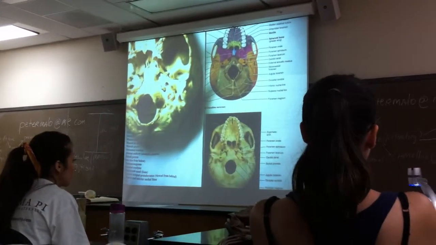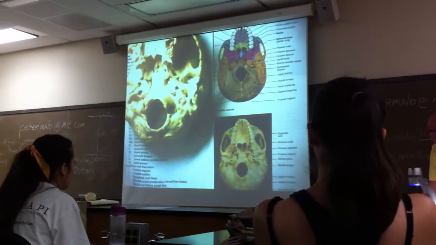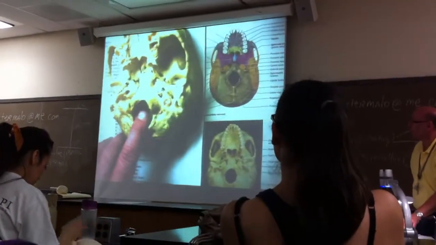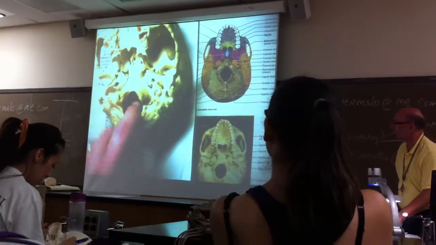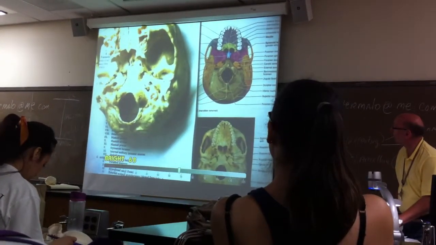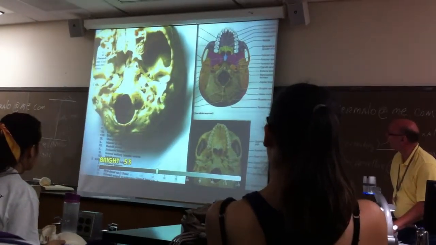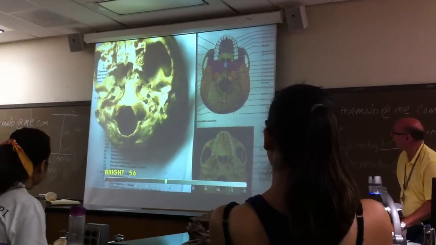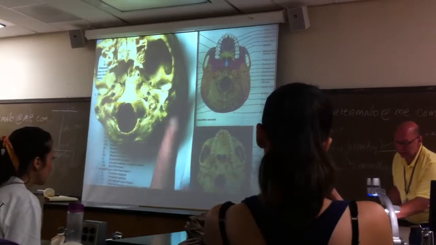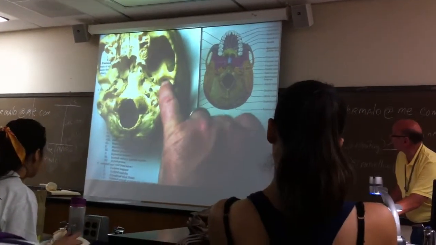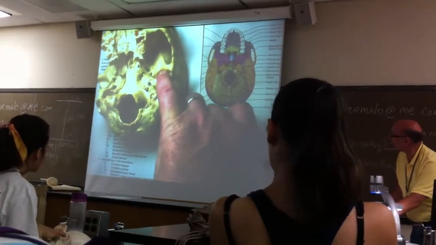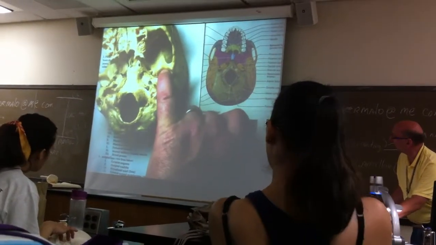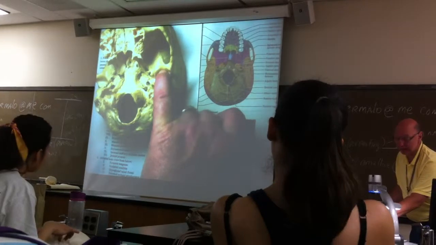Here's our skull. Here's our reference point: foramen magnum. Here is where I told you to put your finger. There's a little depression right here. That's the mandibular fossa. That's actually where your jawbone is going to attach.